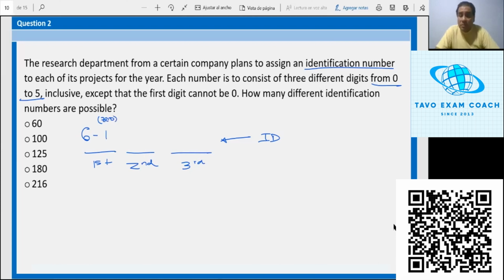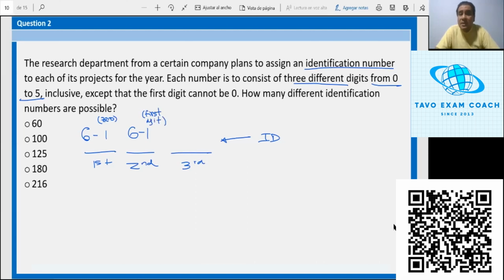So what about the second? I also have 6 options here, but it says that they are 3 different digits. So I have the 6 options from 0 to 5, but now I cannot pick the option I used in the first position. So I must also take away 1. So this one here represents first digit.